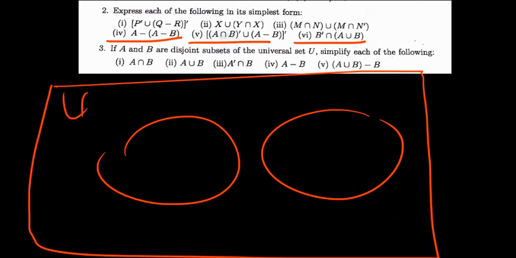So we are told A and B are disjoint subsets. So disjoint subsets are sets that don't have an intersection. So come up with this kind of a Venn diagram with A and B. Now, is there a way you can simplify this? So you can also just try them out.